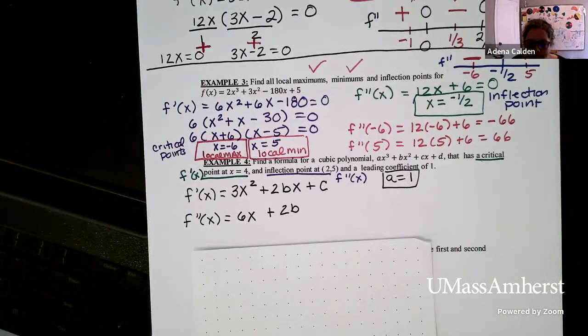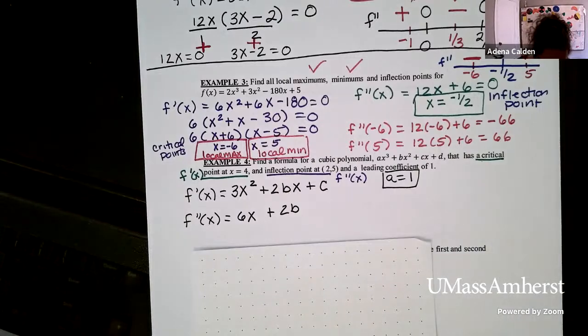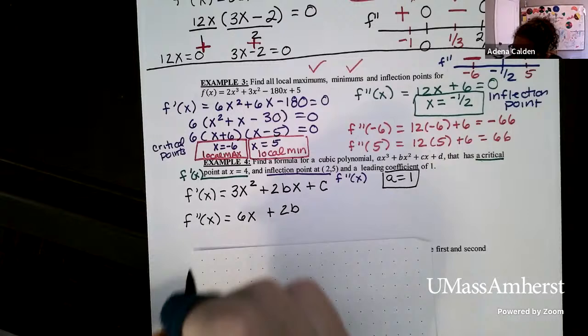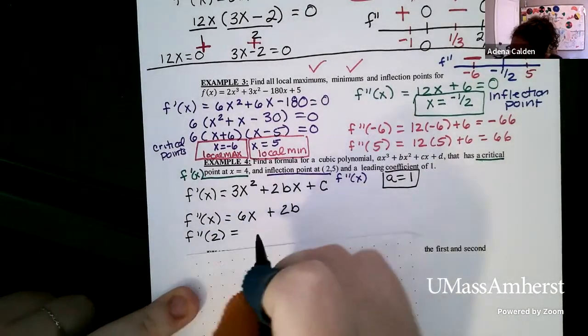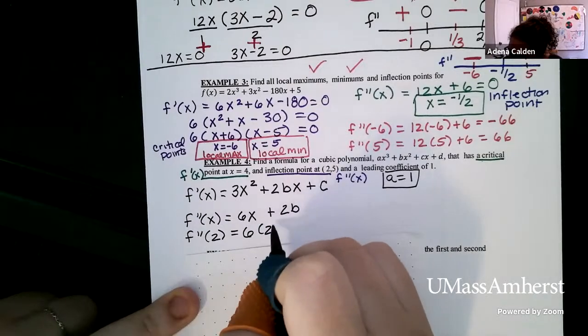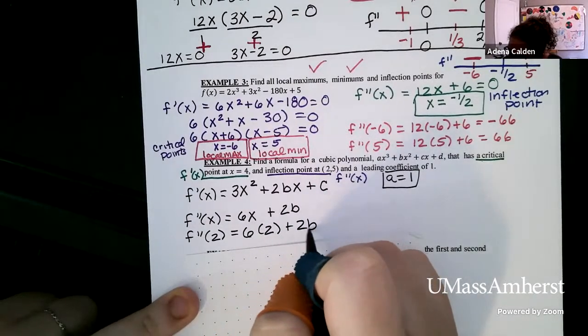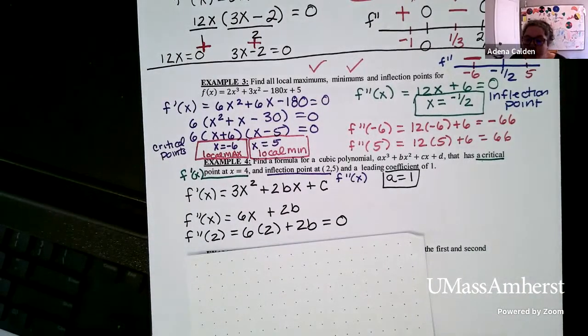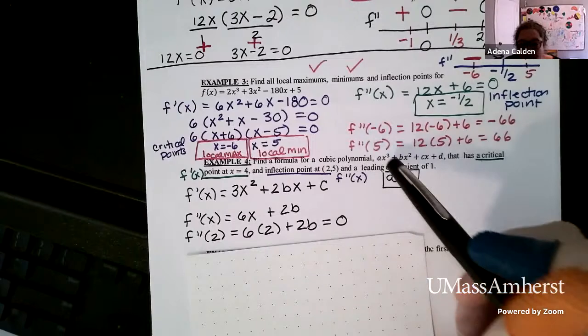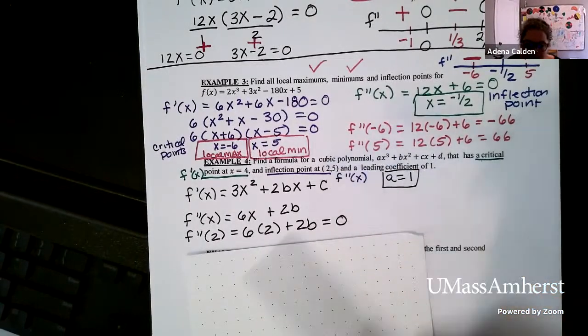So if the inflection point is at 2, 5 on the original function, what that means is if I take the x value, which is 2, and plug it into the second derivative, the second derivative would have to equal 0. Okay, because remember, when we look for inflection points, we are only identifying the x value. This 5 is a point on the original function, not on the second derivative.